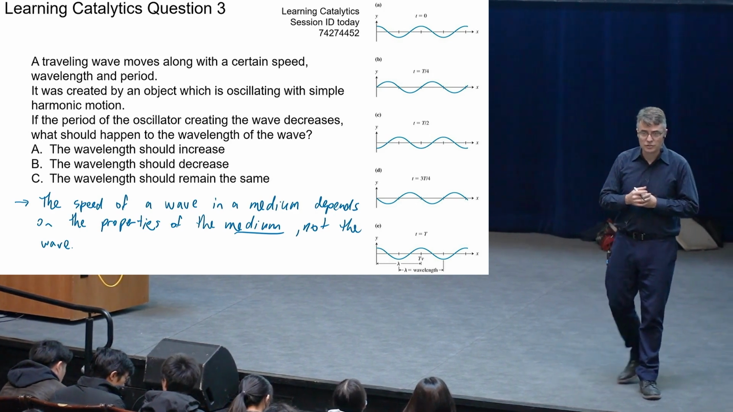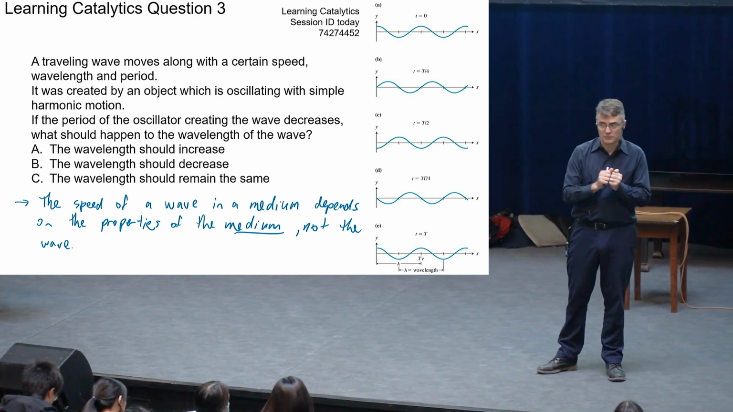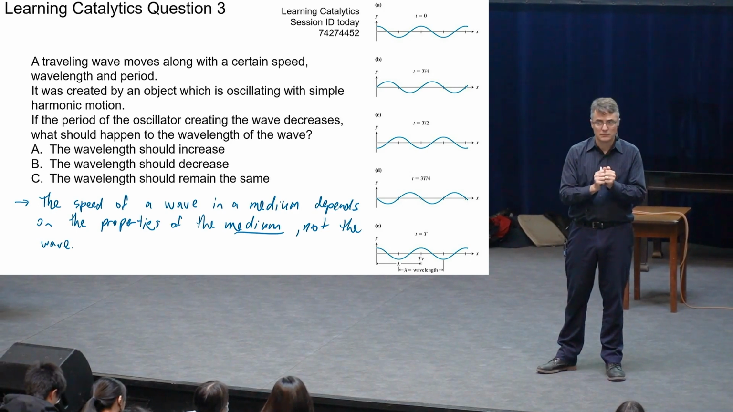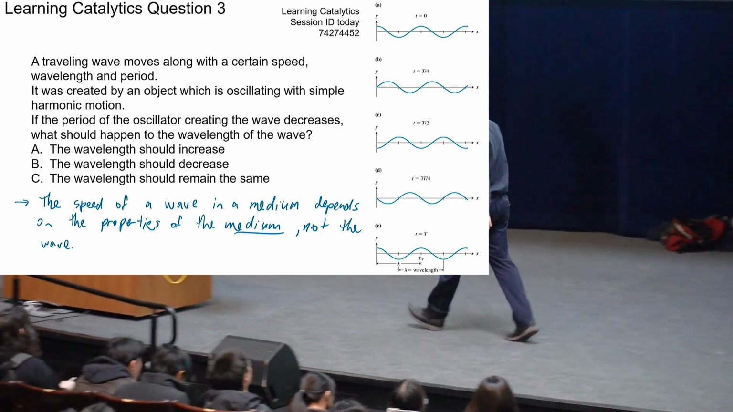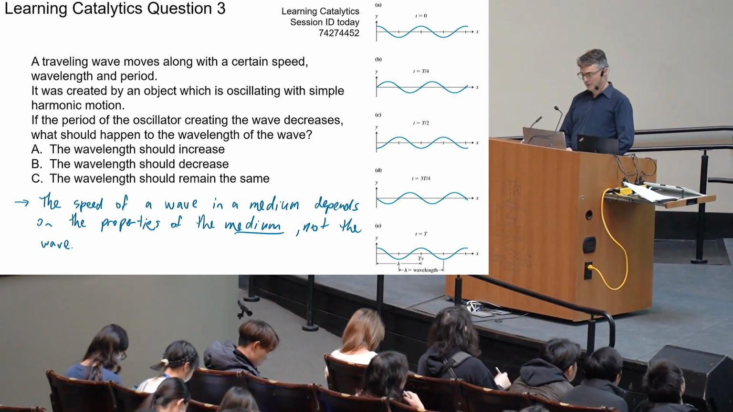Follow me? So don't just blindly plug into an equation, because the wavelength wasn't constant. Okay? Change the period, you're going to change the wavelength, not the speed. So sorry about the trick question. Why don't we do the other one again? You guys get this one? We'll do a redo.